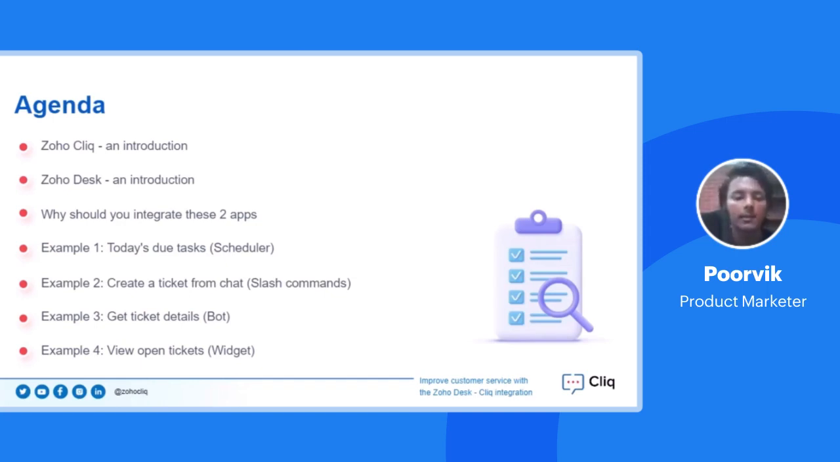And the fourth example is going to allow me to view all the open tickets that are available in a type of homepage view using a widget. So we'll get to it after the introduction. So yeah, first, what is Zoho Cliq?